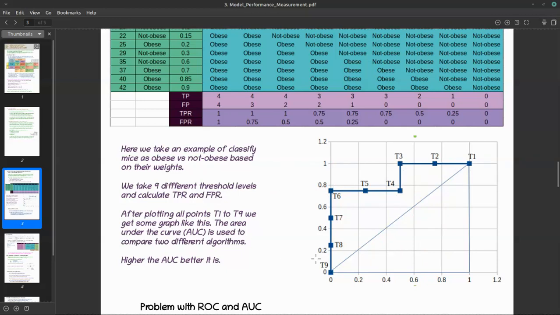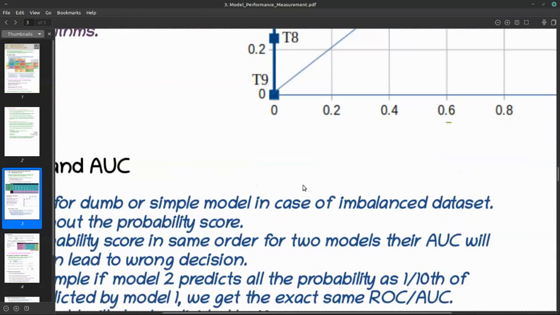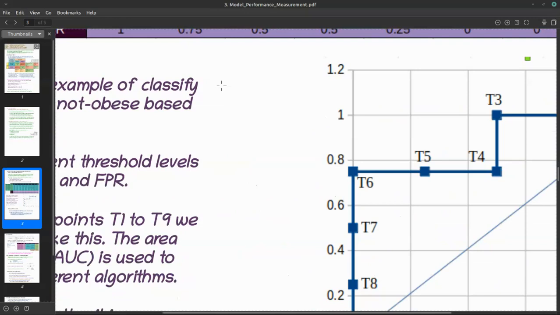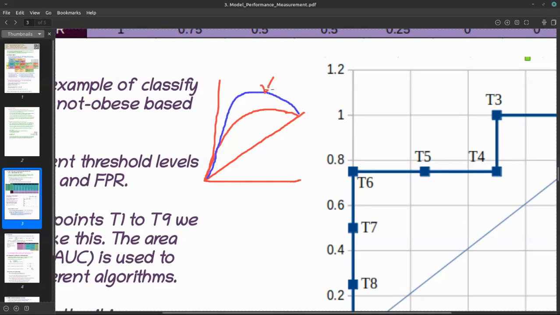This is just a simple 8 thresholds. You will basically calculate for thousands or more than a thousand thresholds. So let's say I have some model whose ROC AUC is looking something like this. This is the 50% line, right? And one more model whose ROC is looking something like this. So this model is better than this model. This blue model is better than the red model, right?